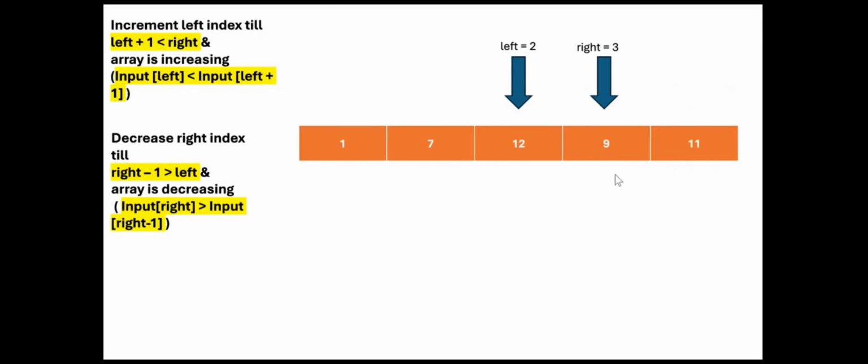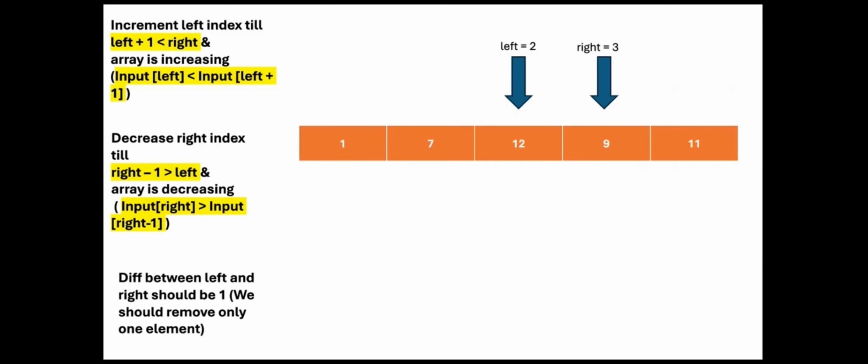Because this way, what we are saying is that we will keep decrementing the right, and from the right index to the end of the array, it is incrementing. It is already in an increasing sequence, right? And we need to keep doing this until the difference between left and right is 1, because we need to remove only one element, right?